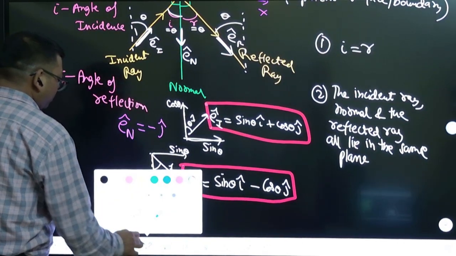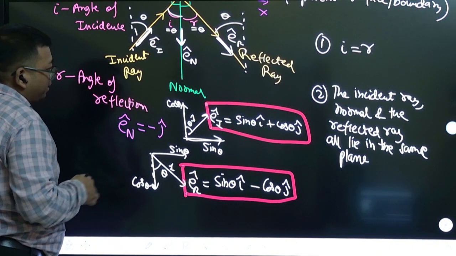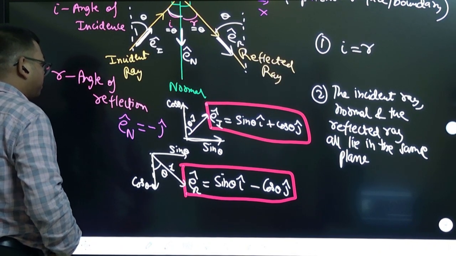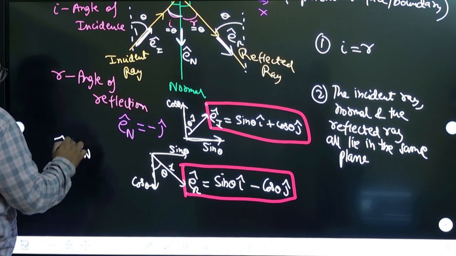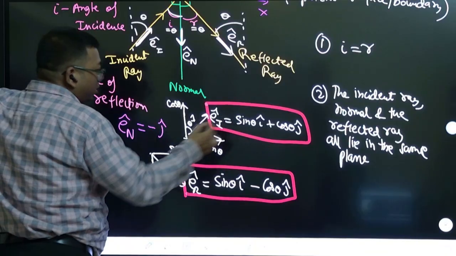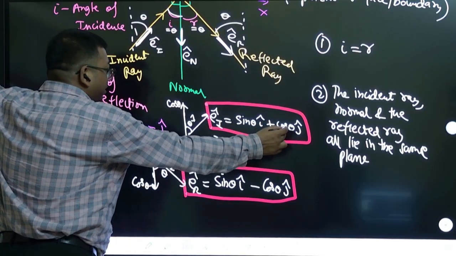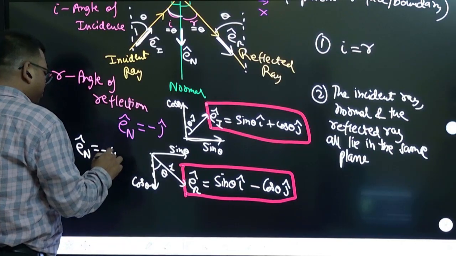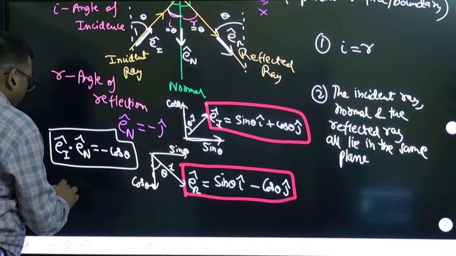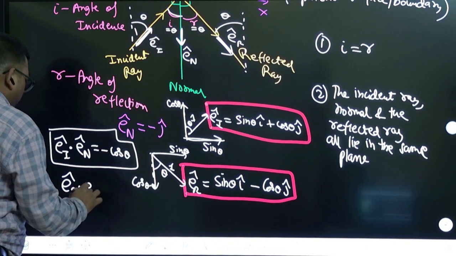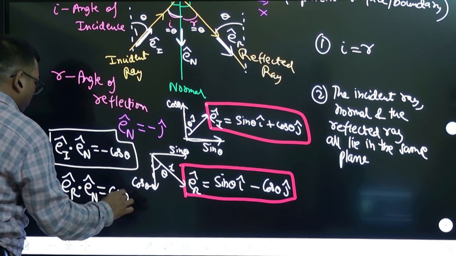Now tell me, what is the dot product of EI with EN? Let me take dot product of EI cap, EN cap. When you take dot product, you know components you have to multiply. Here there is no i component, so you don't have to take i. The j component is cos and it is -1, so that becomes minus cos theta. Right? Similarly, if I take dot product of ER cap with EN cap, then minus cos and minus minus will become plus, so that will become cos.